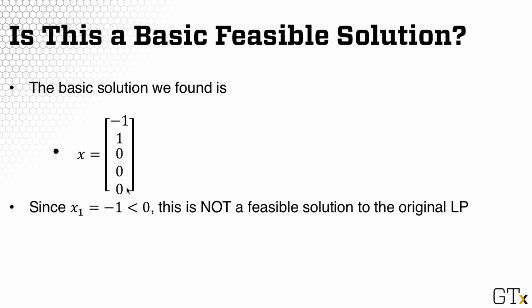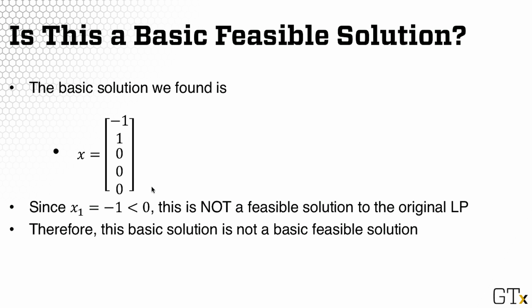Well, first, to be feasible, it has to satisfy Ax equals b. And we know that this one satisfies Ax equals b. That's how we construct this solution. And the second constraint is non-negativity. That means every component of this basic solution needs to be non-negative to be feasible and to be a basic feasible solution. And obviously, this -1 is less than 0. So this solution here is a basic solution, but not a basic feasible solution.